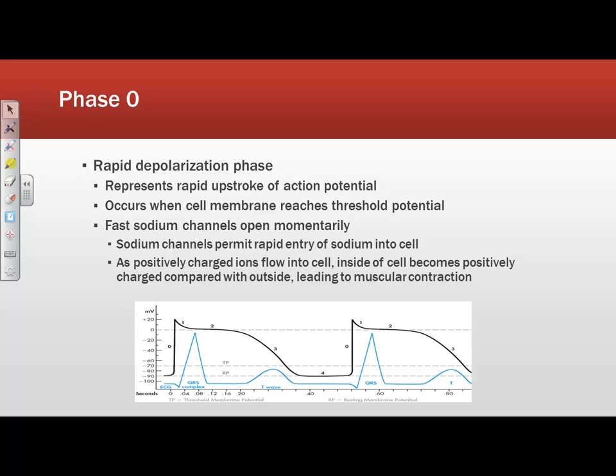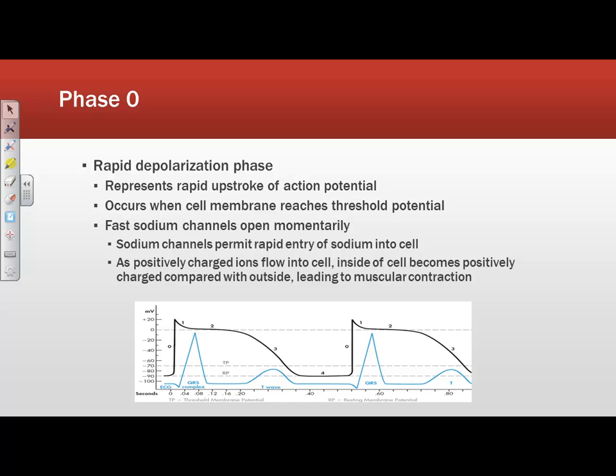There's a much higher influx of what? Sodium. There's a much higher influx of sodium into the cell, a rapid influx of sodium into the cell and an outflow of potassium. So there's an outflow of potassium. All right?